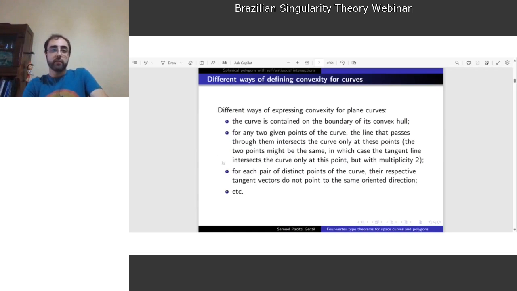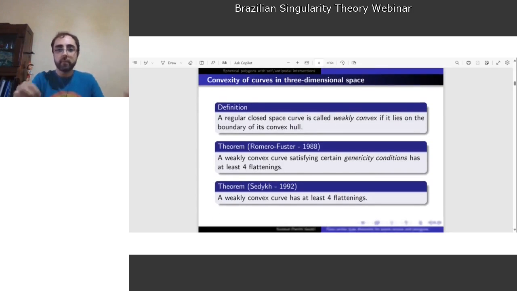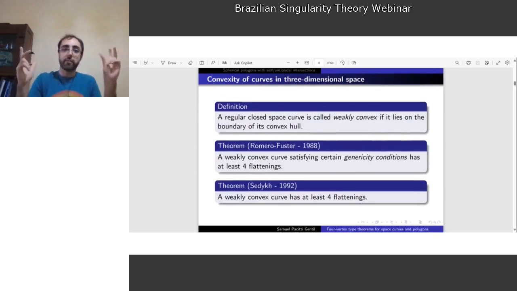So each of these conditions defines a class of curves in three-dimensional space, and these three classes of curves are not the same. Each of these was studied by different mathematicians, and using each of these notions, we can prove a theorem of four-vertex type. What does it mean, four-vertex type theorem?